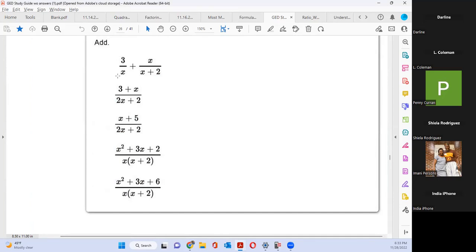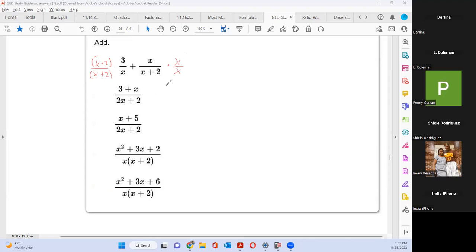So I have two denominators, x and x plus 2. What am I going to multiply the first expression by to get a common denominator? x plus 2. Whatever I do to the top, I do to the bottom. What am I going to multiply the second expression by? x.